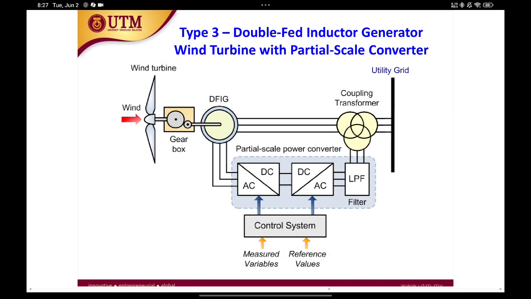Okay, so this is type 3. You can see here type 3: you have a cycloconverter connected to the rotor. This one I think is wrongly drawn, it should be inside.